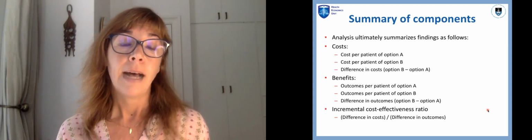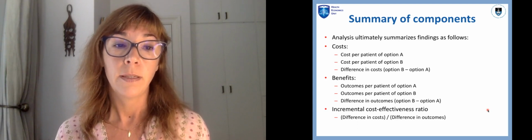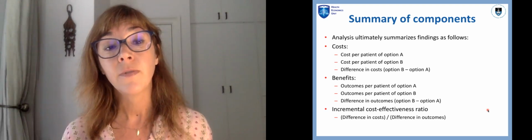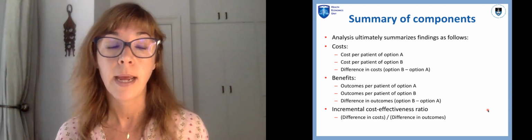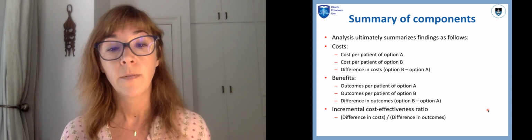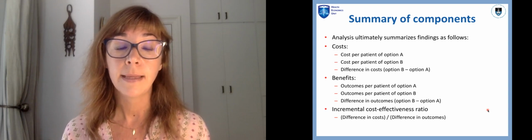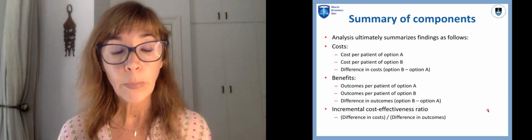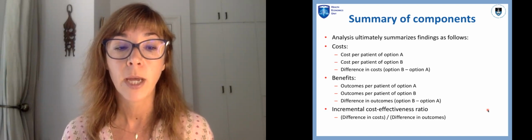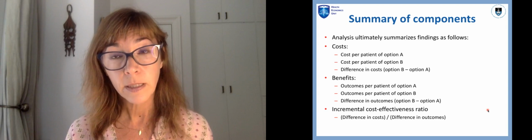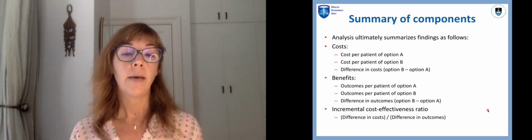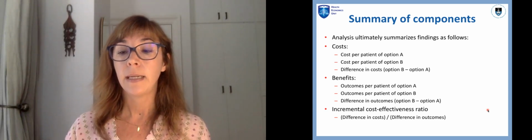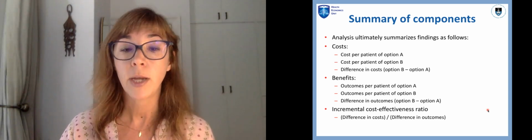The analysis in the end ultimately summarizes findings as follows. So the costs are going to be the cost per patient of option A, the cost per patient of option B, and then the difference in costs, option B minus option A. Benefits are going to be outcomes per patient of option A, outcomes per patient of option B, and then the difference in the outcomes, again, option B minus option A. And then most importantly comes the incremental cost effectiveness ratio, which summarizes this difference in costs divided by the difference in outcomes. So something like $100 per DALY averted would be an example of how an incremental cost effectiveness ratio might look.